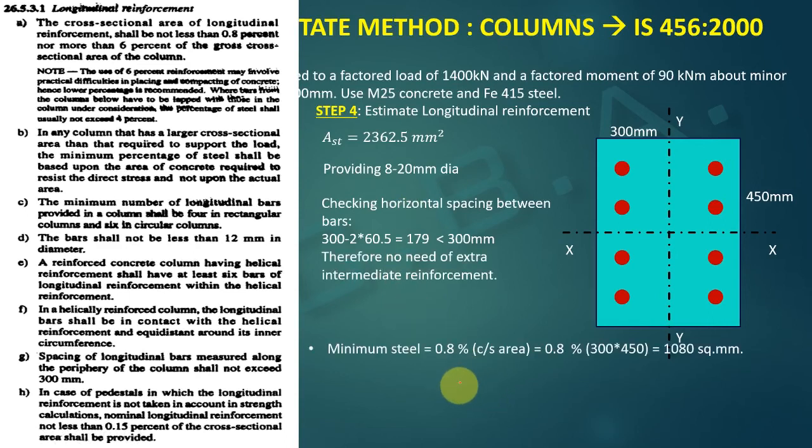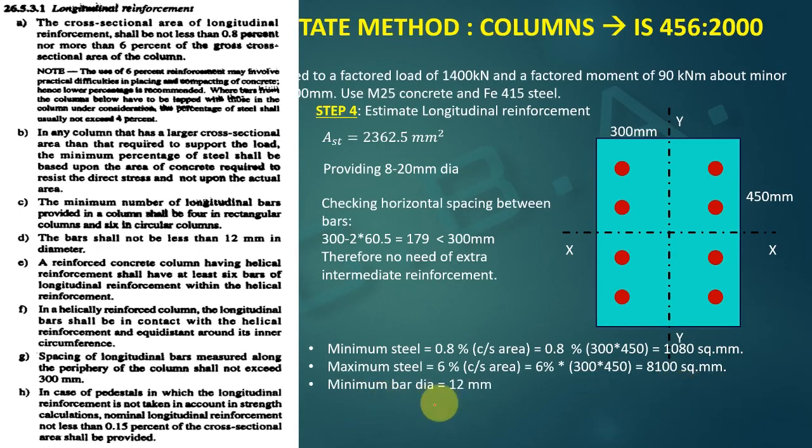Then we need to calculate the minimum steel, which is 0.8% of cross sectional area, which comes out to be 1080 square mm. Then maximum steel, 6% of cross sectional area, which is 8100 square mm. Minimum bar dia is 12, and we are already given 20 mm. So everything is fine according to this clause of longitudinal reinforcement.